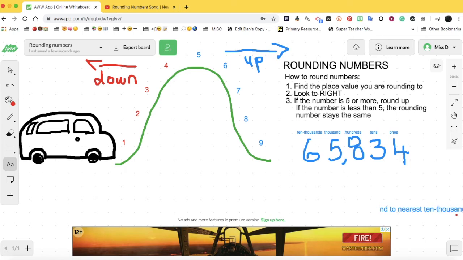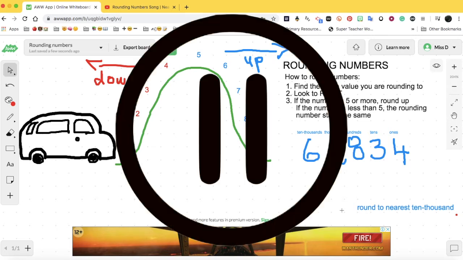So this is kind of a tricky one because you need to now remember your place value. Round to the nearest 10,000. Pause the video in a second and you need to tell me the first step for rounding numbers. What's the first thing we need to do? Pause the video.